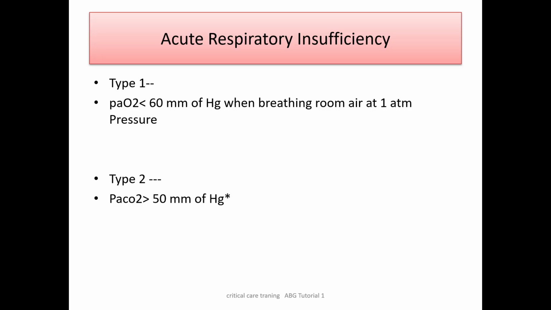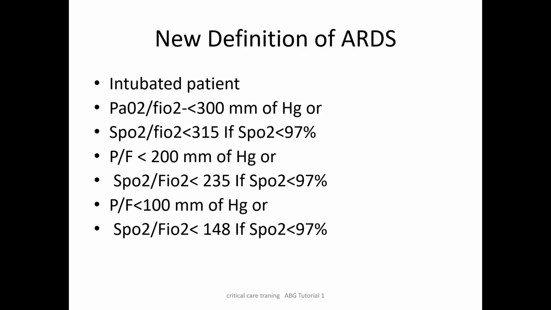So for convenience and for discussion, a PO2 of less than 60 on room air, where we expect a PO2 of 80, is a type 1 respiratory failure, and PaCO2 more than 50 is considered a type 2 respiratory failure.